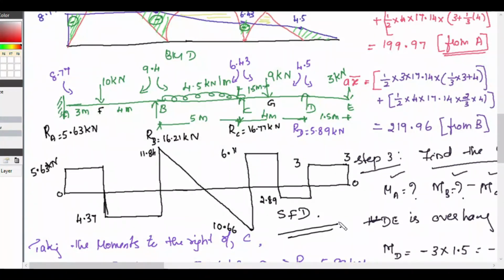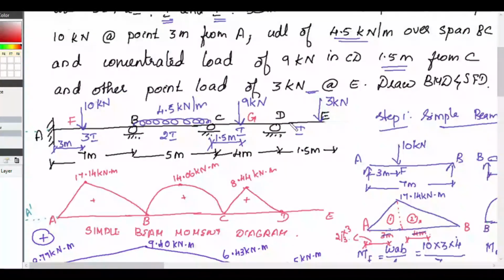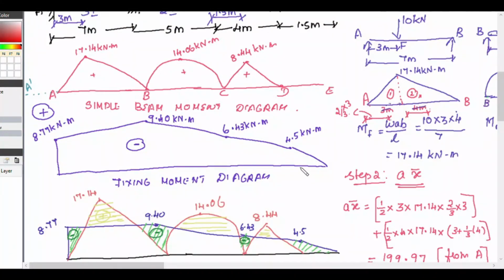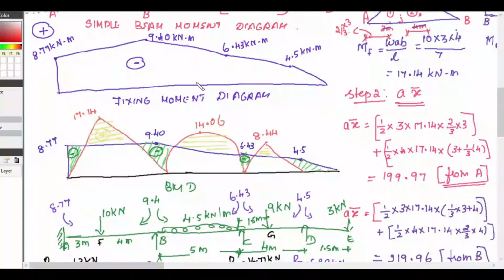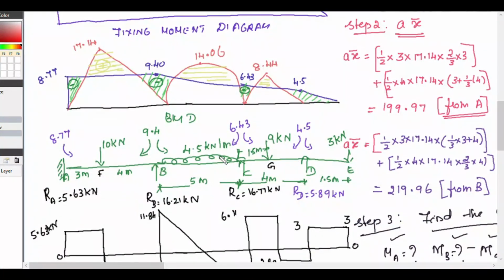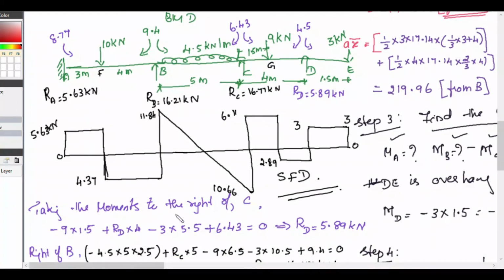So that's all for today. Thank you for listening. So our aim is to draw the given diagram, draw the simple beam moment diagram, draw the fixed beam moment diagram, then combine these both, add these both, and draw the bending moment diagram. Draw the given diagram, mark all the moments, use the static equilibrium conditions, taking the moments to the right or left of the sections. Find the shear force diagram.